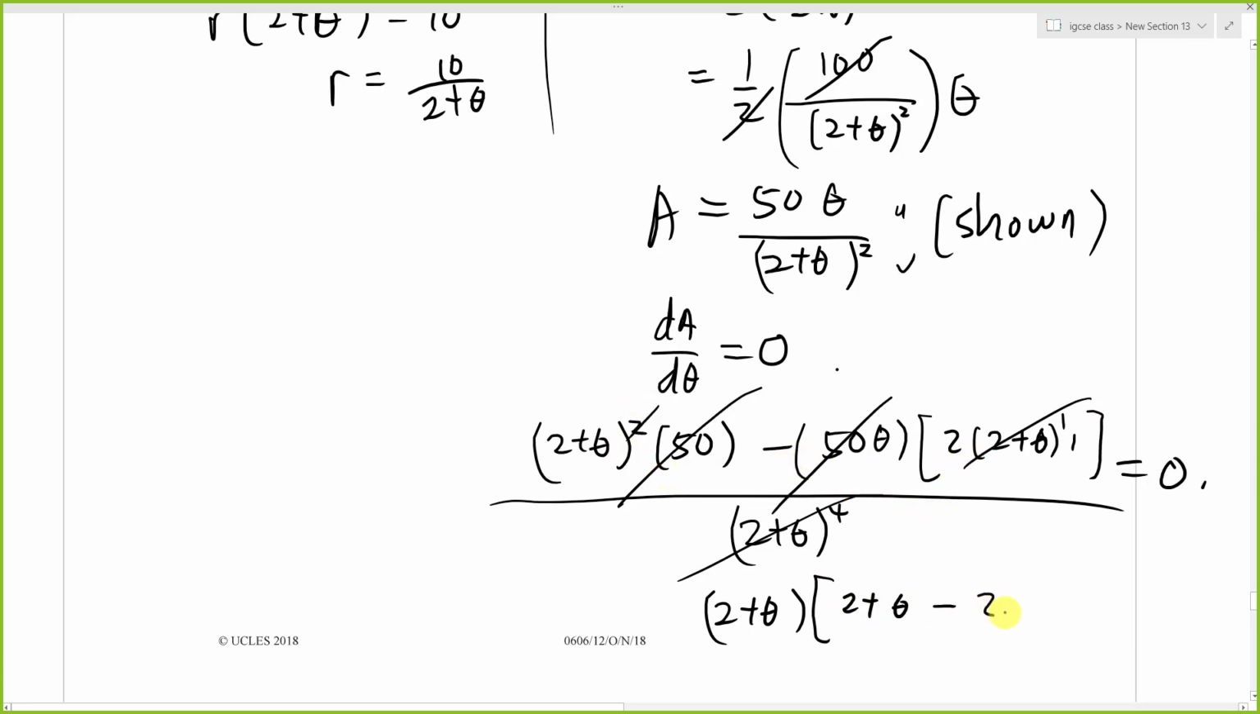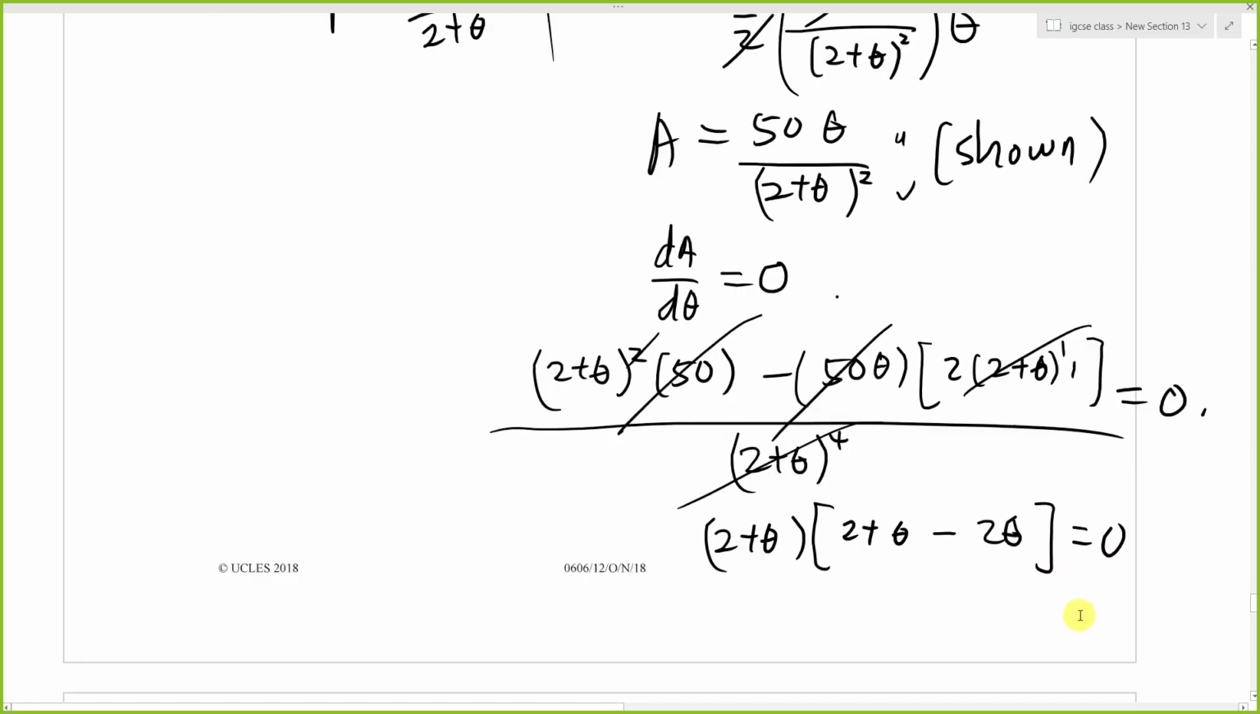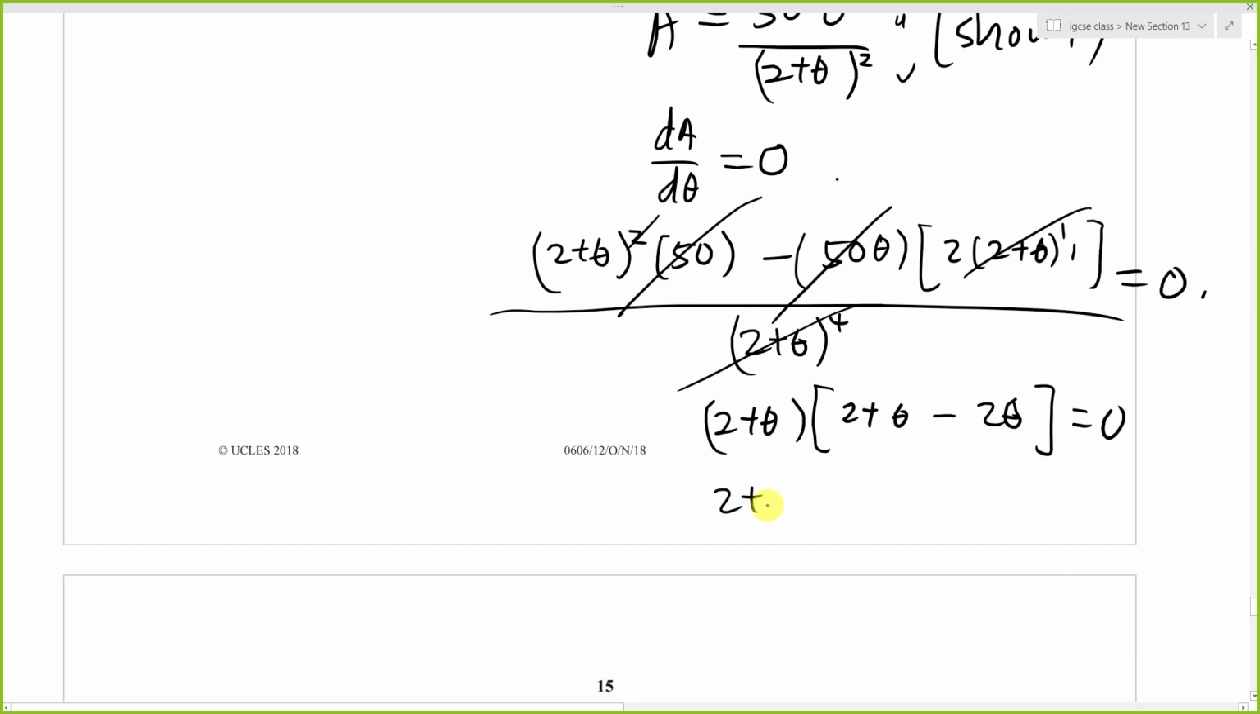Minus 2 theta equals 0. Then over here, 2 plus theta equals 0, or this one is 2 minus theta equals 0. This one theta equals -2, which cannot be because our angle cannot be negative in this case. So this one theta equals 2.